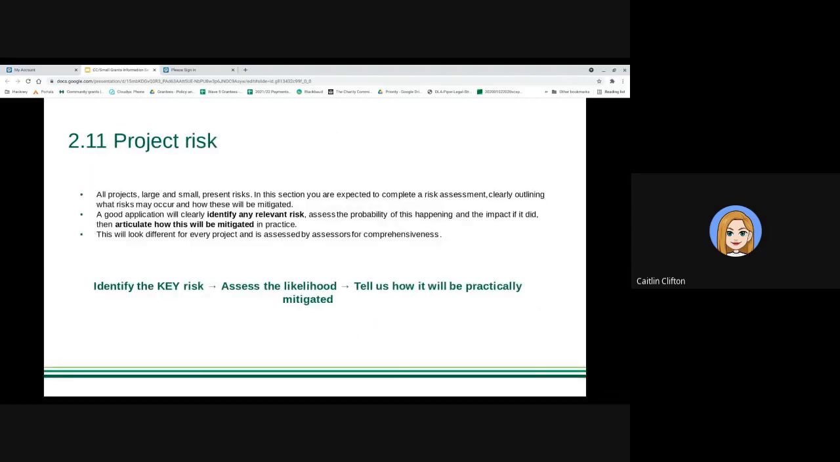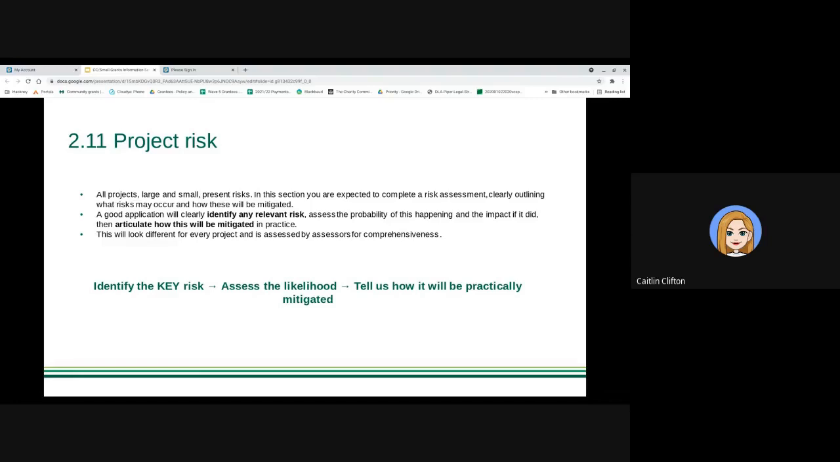So the next word heavy, I think the last word heavy section is project risk. Now, all projects, whether they are tiny or they're large, they do present risks. And we want you to complete a bit of a risk identification or a risk assessment, clearly outlining what risks you think may occur and how these will be mitigated.